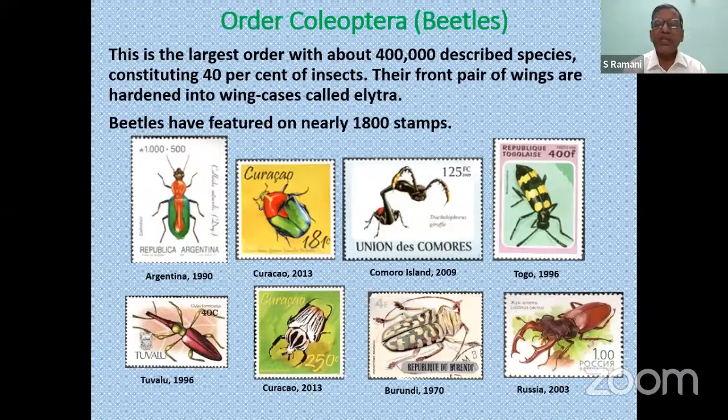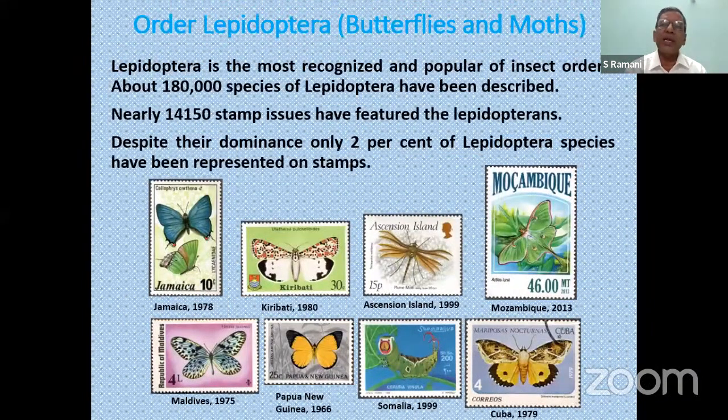As you can see from the list itself, they are mostly from the African subcontinent, and other countries have also produced stamps on coleopterans. If you look at the Lepidoptera, of course, it is the most recognized and the most popular insect order. At least about 180,000 species of butterflies and moths have been described.